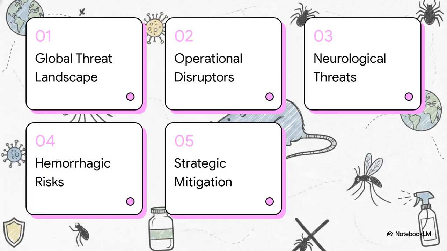Okay, let's dive right into this. We're covering 5 key areas today. 1. The global threat landscape. 2. High-probability operational disruptors. 3. High-impact neurological threats. 4. Severe hemorrhagic and pulmonary risks. And finally, Section 5, what really matters to your bottom line, strategic mitigation and prevention.